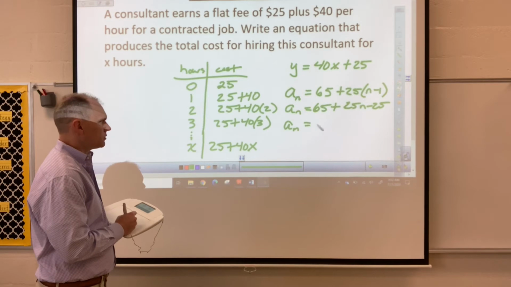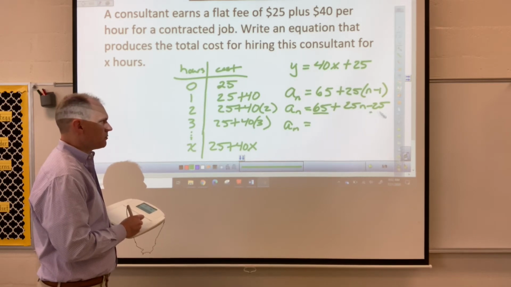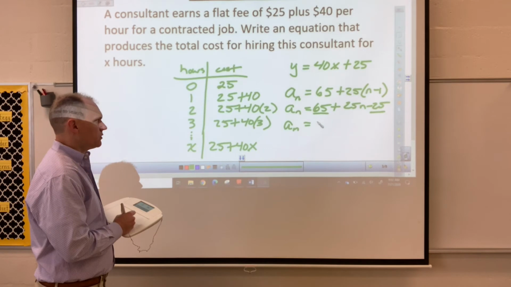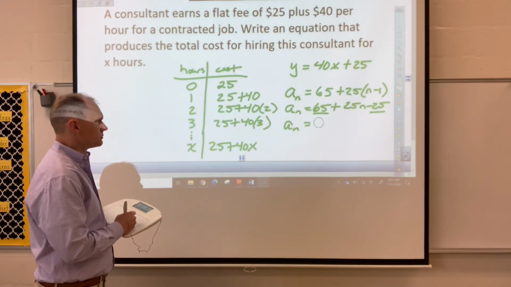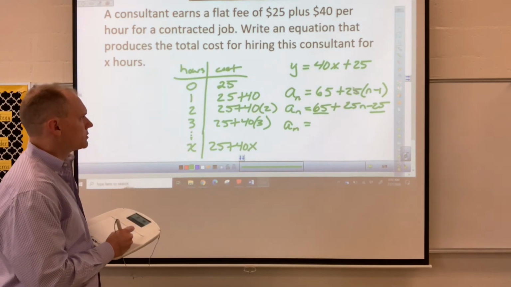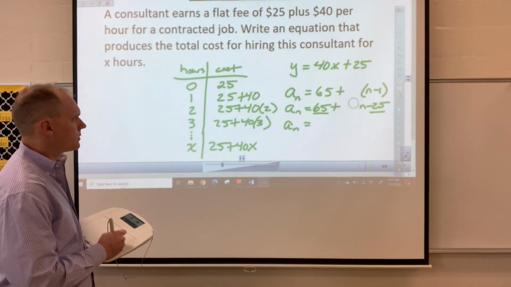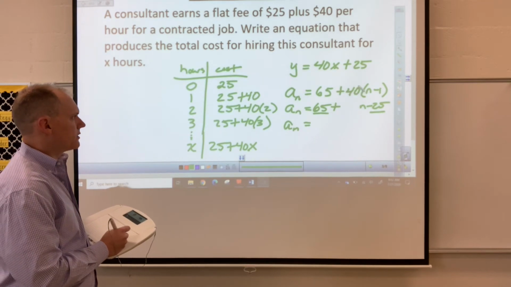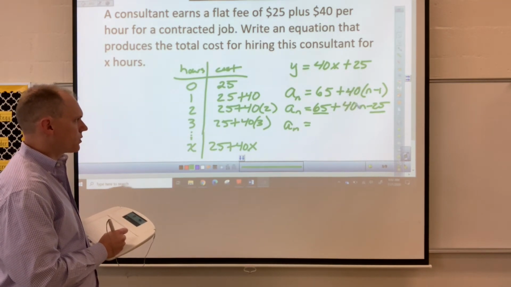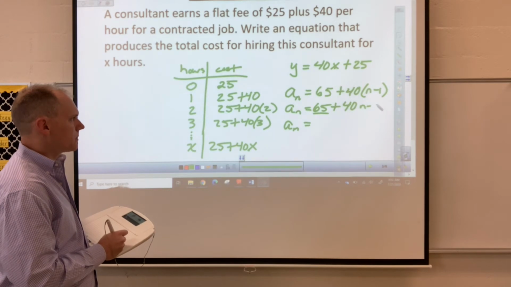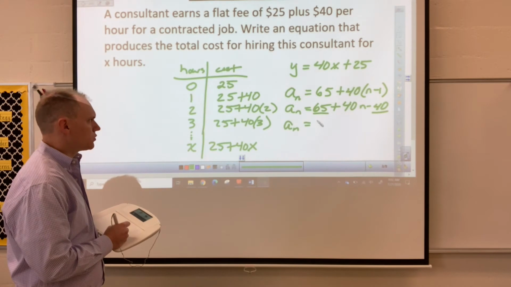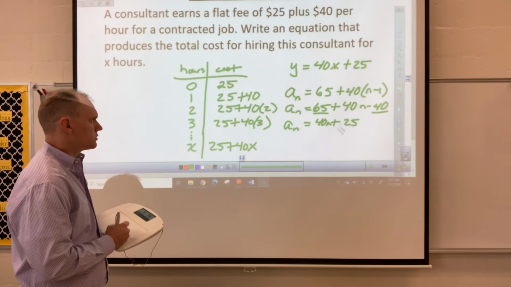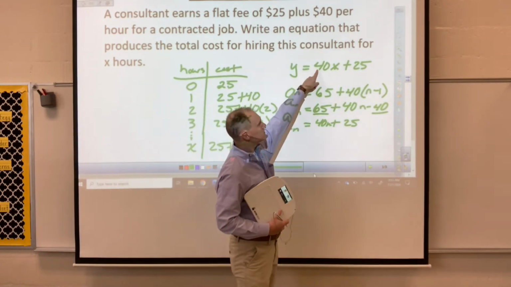A sub n equals, so now you can add the 65 minus the 25 would give you 40. I'm sorry, this should have been 40 here, because we're adding 40 each time. So the common difference is 40. Apologize. So then we can subtract 65 minus 40 is 25. And then we have the 40n, so 40n plus 25. Exactly the same as the one up here.